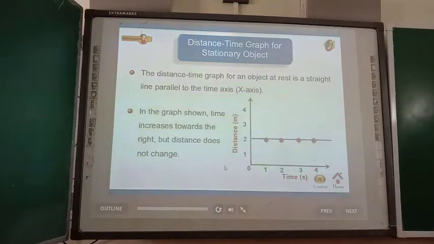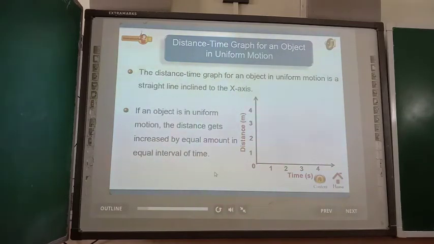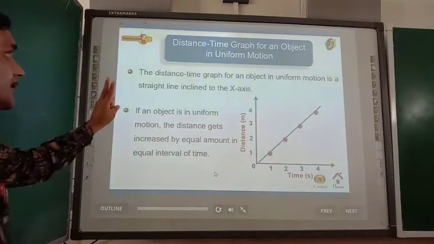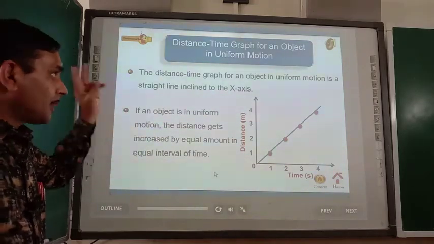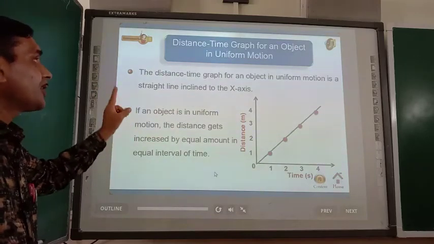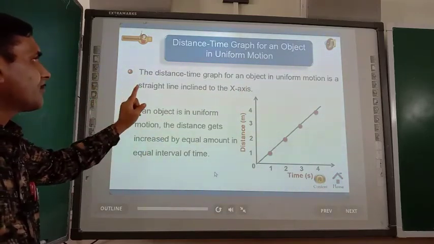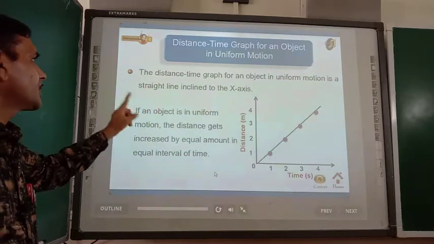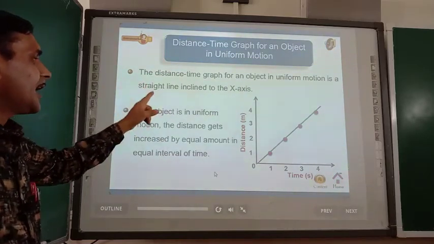Let us see another graph. An object in uniform motion covers equal distances in equal intervals of time. Thus, we get a straight line inclined to the time axis in the distance time graph. Just see, this is the distance time graph again, but for an object which is having uniform motion. The distance time graph for an object in uniform motion is a straight line inclined to the x-axis.